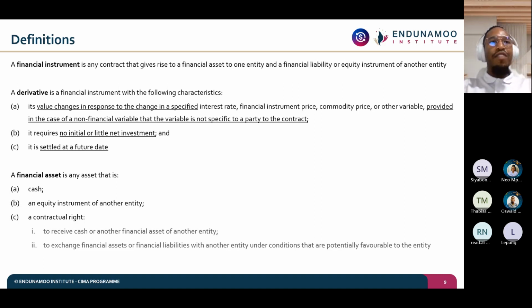The third definition of a financial asset is that it is any asset that is a contractual right to receive cash or to receive another financial asset of another entity. So a contractual right to receive cash, or if you have a contractual right to receive shares, that contractual right on its own would be a financial asset. Alternatively, if you have a contractual right to exchange financial assets or to exchange financial liabilities with another entity under conditions that are potentially favorable to yourself as an entity, then you have a financial asset.